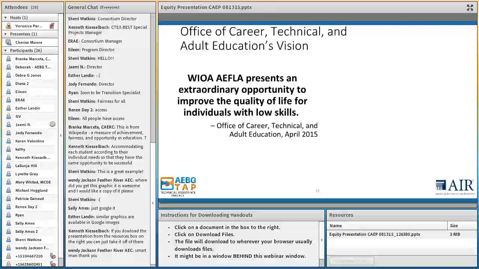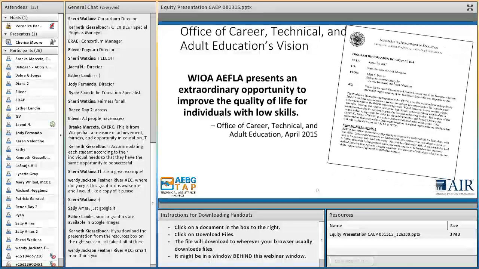Some of us get funding from WIOA, and it was designed to really help improve the opportunity of those who are living in poverty to improve their quality of life through education. That was the vision for this law.